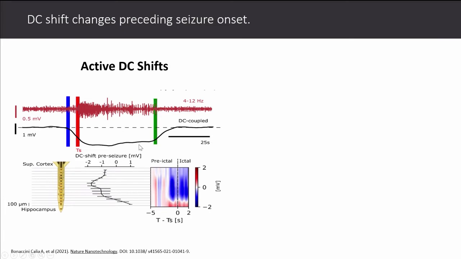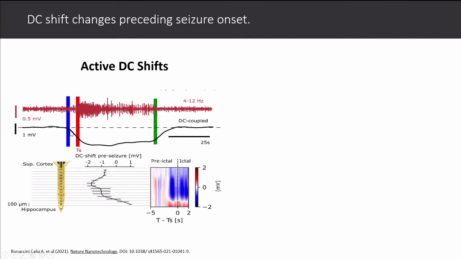If we look at the very, very slow activity that is also occurring during this time point, we can see that this actually precedes the onset of the seizure. And this is what people term, here in between the blue and the red vertical line, an active DC shift, whereas here in between the red and the green line is what people refer to as a passive DC shift, which is thought to reflect an increase in extracellular potassium due to high frequency firing of the neurons. But what we're really interested in is the active DC shift.